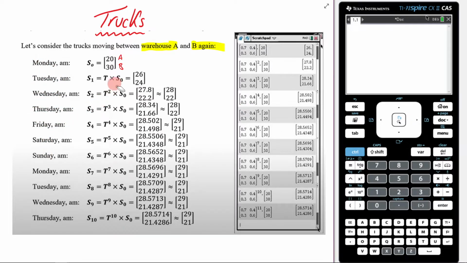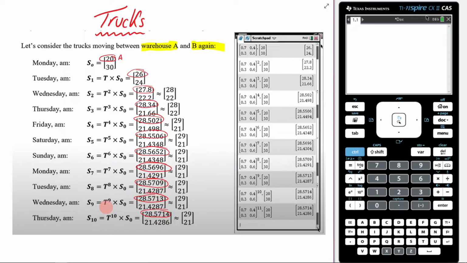What I want us to take note of is what's happening in warehouse A. As you can see, we start off with 20. Then the next day we've got 26, then 27.8, then 28.34, then 28.5, then 28.55, then 28.56, then 28.57, and it stays at 28.57.